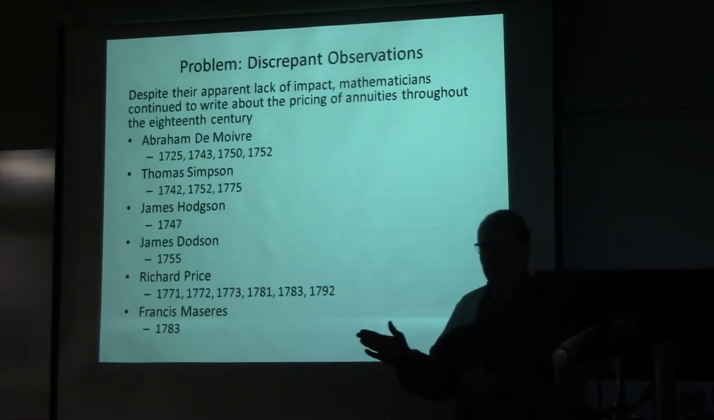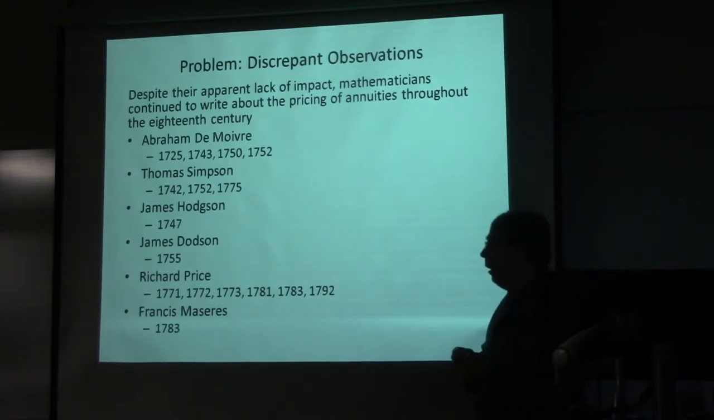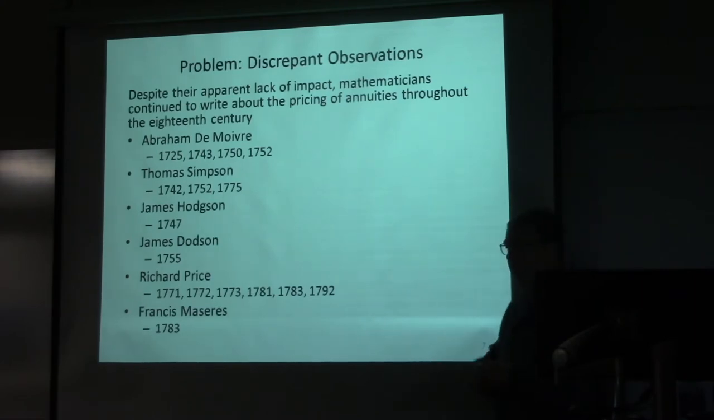But again, now you have the problem with the life insurance company, as I demonstrated in the last slide, we're ignoring the mathematicians. But the mathematicians were producing an enormous literature on life annuities, life contingent contracts. De Moivre had four editions to his book, Simpson had three, there were other guys, James Dodson, James Hodson. Price had, and we'll get to Price in more detail, several editions of his book on annuities, and then there was another guy named Francis Masères, again in the 1780s. So there's lots of things being produced, and these are all being ignored by the insurance companies.